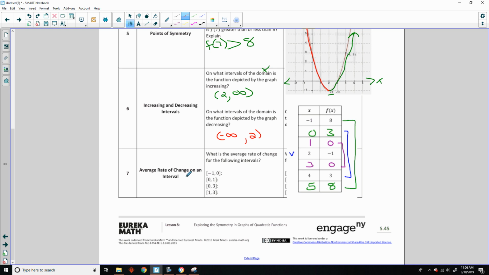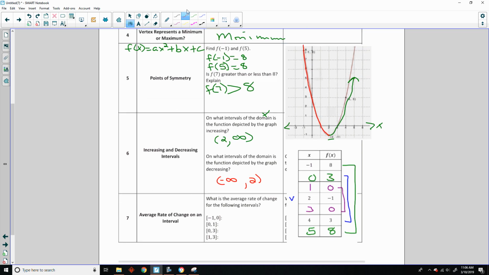Average rate of change on an interval. What is the average rate of change for the following intervals? -1 to 0, 0 to 1, 0 to 3, and 1 to 3. So we're doing different intervals now. Let me erase my values here.